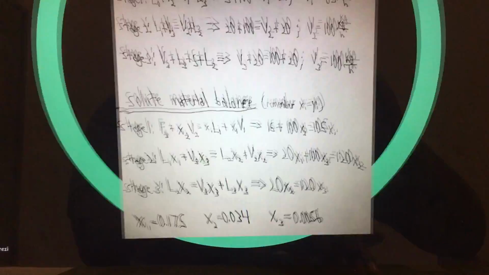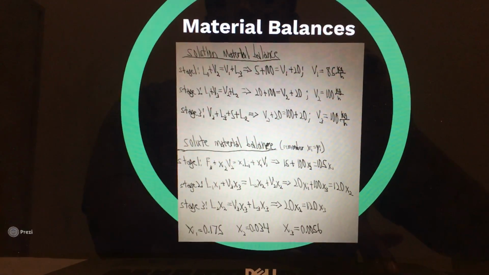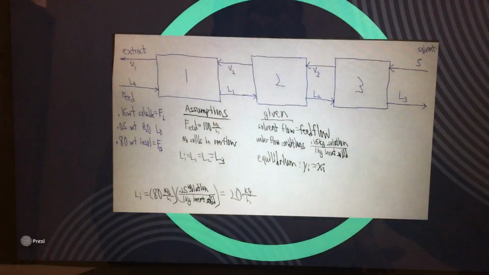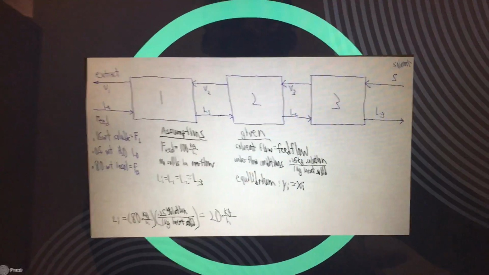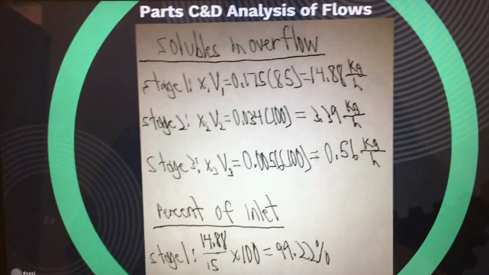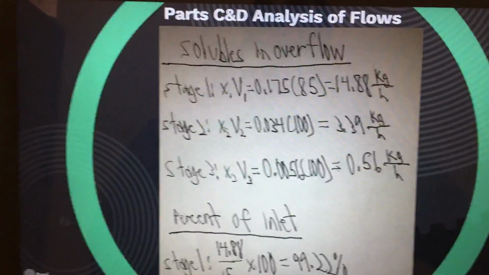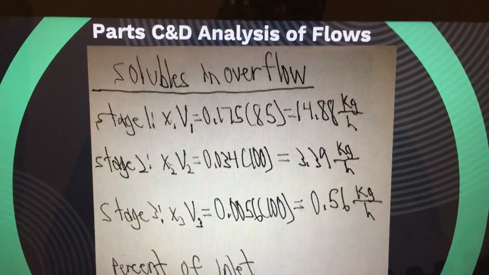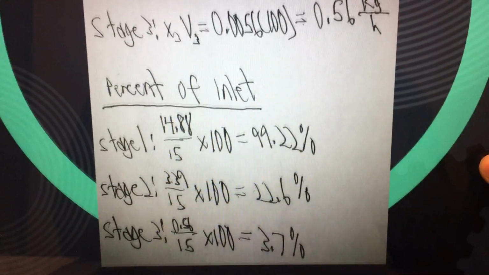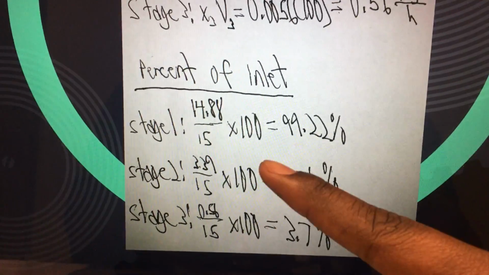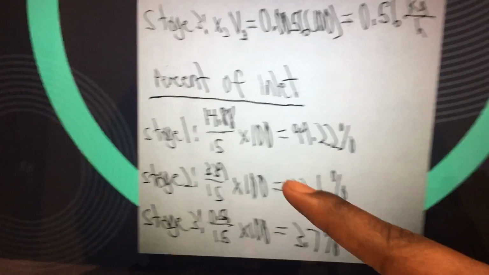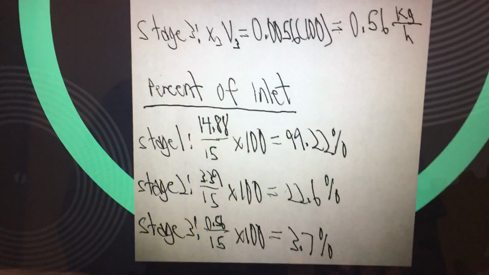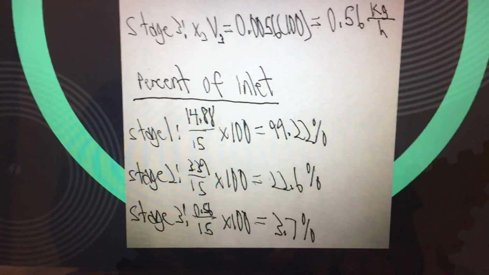The next phase is to figure out the amount of solubles that we have in our overflow and the percent of the inlet. I gave a quick overview again, just to remember in case we get confused. Now, for solubles in the overflow, I go to each stage and multiply the component by the overflow rate. Next, for percent of inlet, I will go to each stage and divide the amount of solubles that we have in the overflow by our total amount of solubles, and that gives me the percent of the inlet.